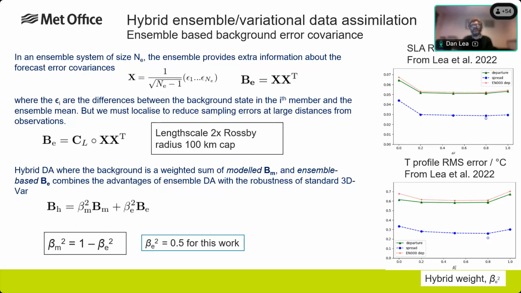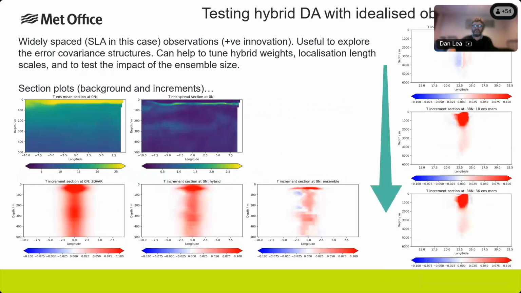If you just do standard 3D VAR, the sea level anomaly errors increase, and then as you increase the hybridization, the amount of ensemble base, the errors drop, and then they tend to rise again if you do just a pure ensemble. So there's a kind of optimal hybrid weight, and we've chosen for this work to just do a 50-50 weight on the modeled background error and the ensemble-based background error.